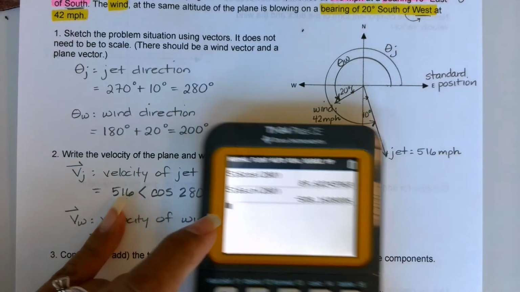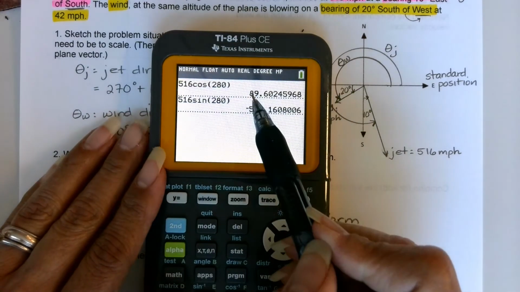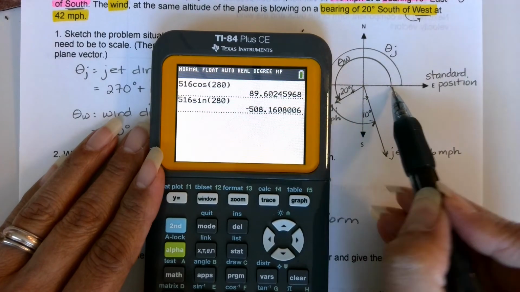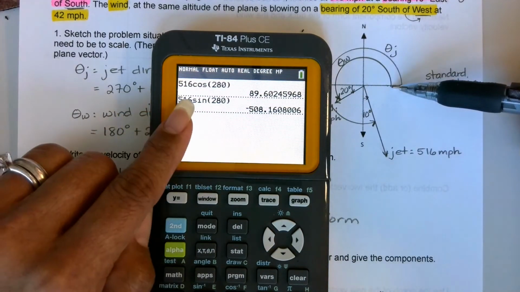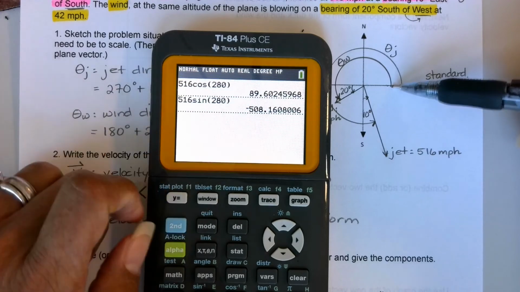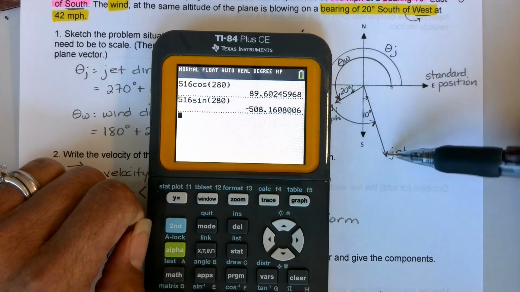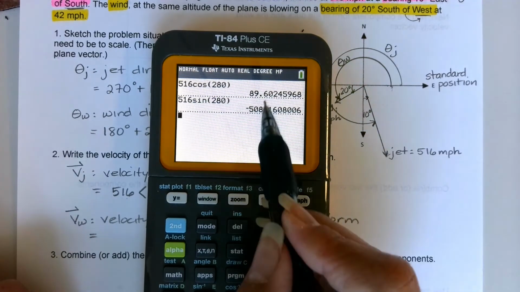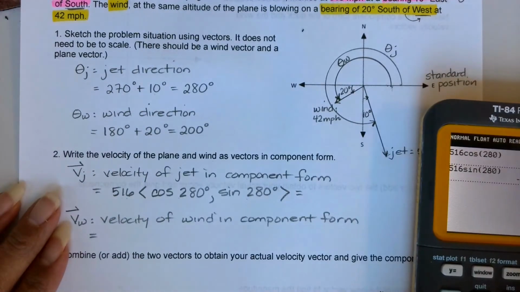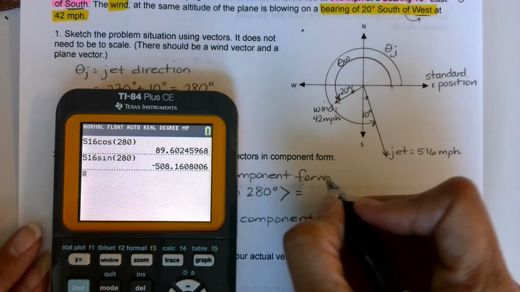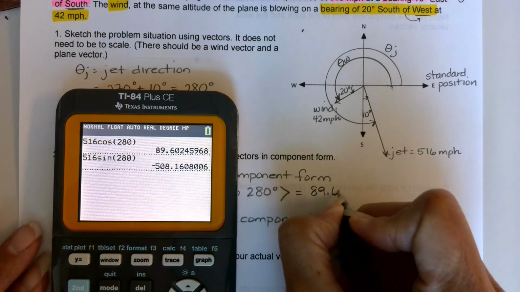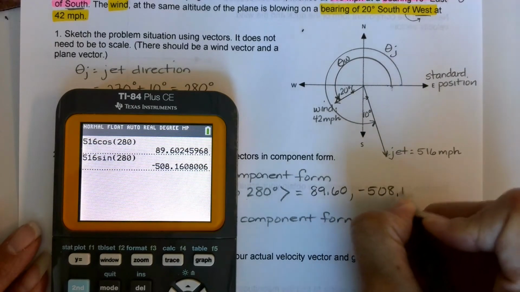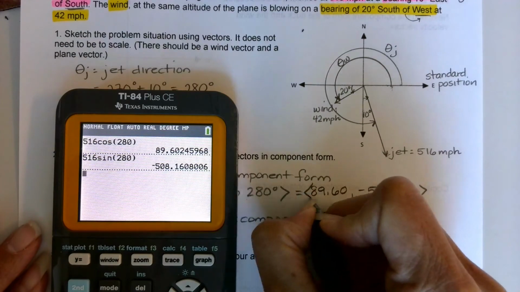Look how this makes sense, okay? My x distance had to go 89.6 to the right. So if I go 89.6 to the right, let's pretend that was 89, then I had to go negative 508. I do arrive to the terminal point of my jet. So those numbers make sense. So we're going to round those to two decimal places: 89.60, comma, negative 508.16. So that's the jet.